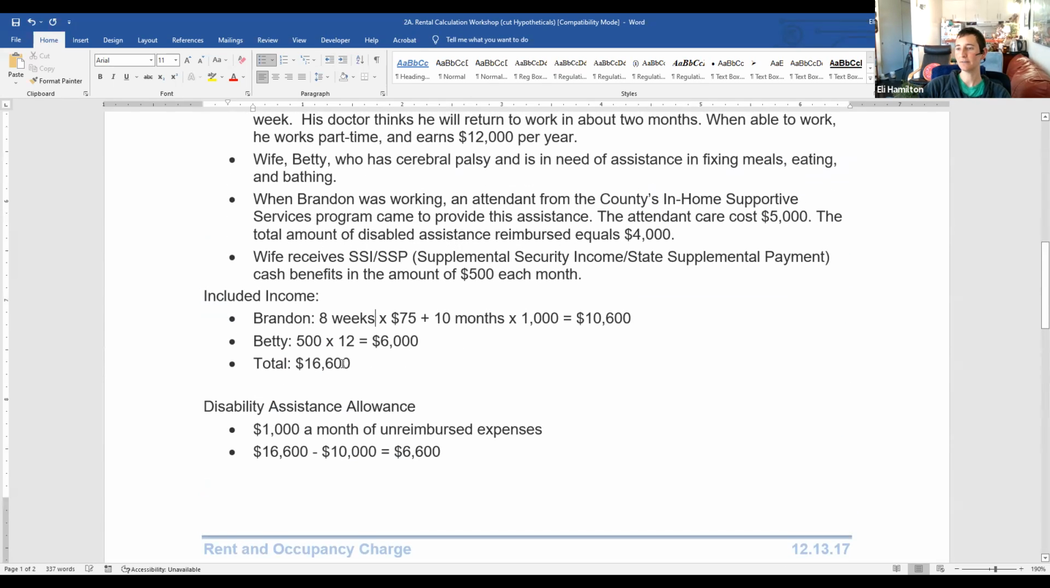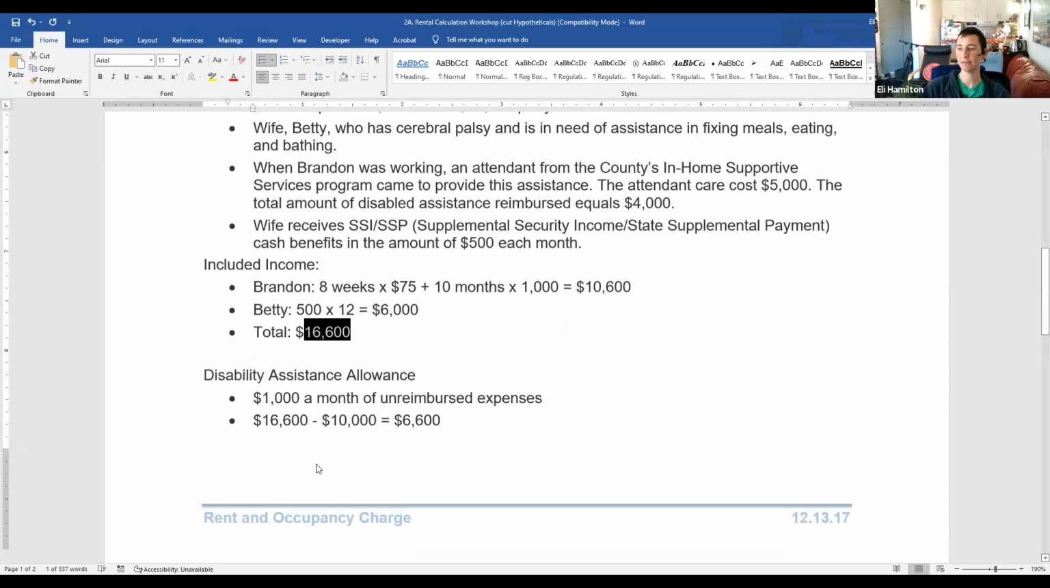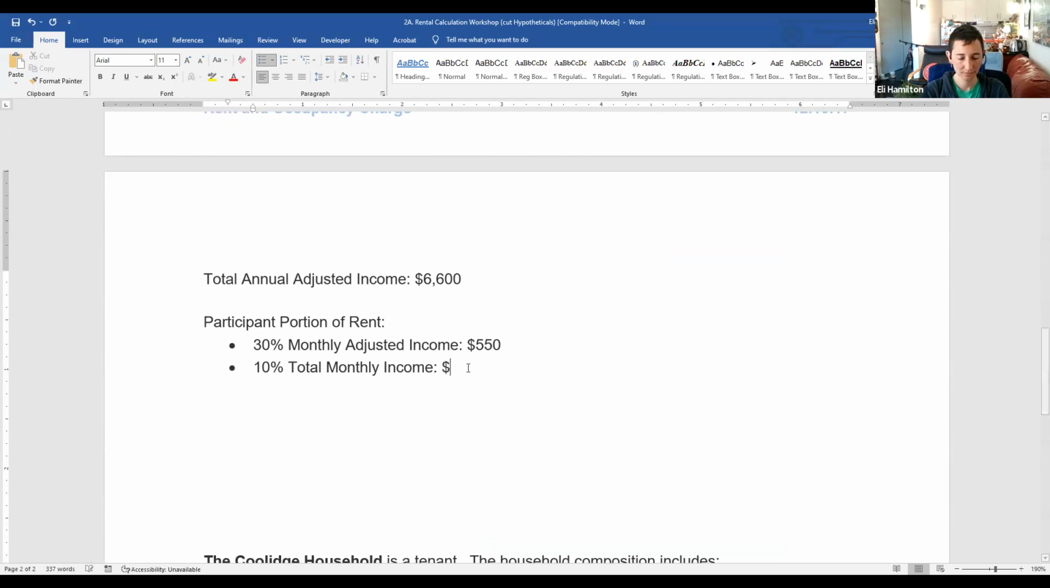If we go to the first total we got and we do that same monthly conversion, we get approximately $1,383. And then we've got to do our multiplication. So that's going to be 138. Oops. That's going to be 165, right?